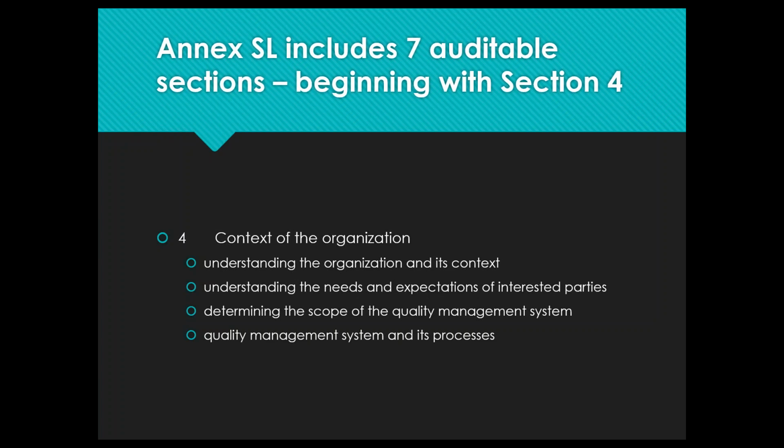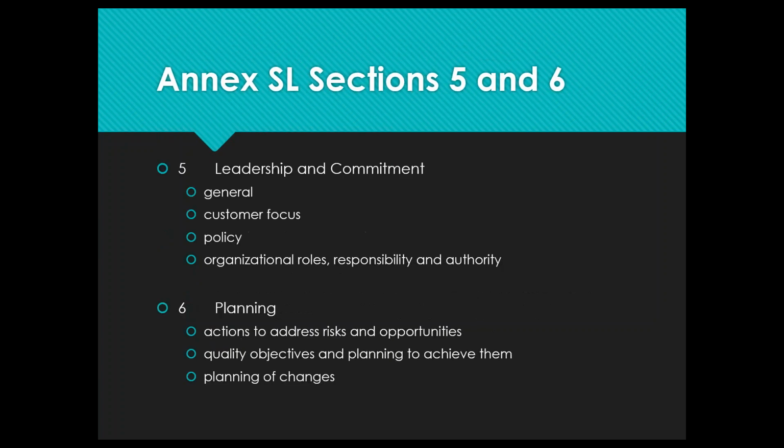Okay, so Annex SL provides a 10-section structure, and 7 of those sections are auditable. So I want to put these up in front of you to begin with, and just kind of very quickly walk you through the 7 auditable sections. They begin with section 4. Section 4 is called context, and it provides a couple of high-level items, getting understanding of interested parties, what's the scope of your system, what are your processes. These are things that are covered in section 4.